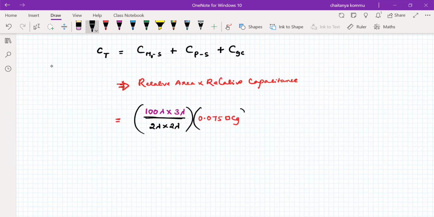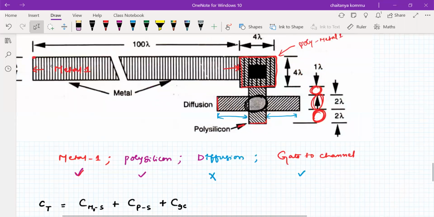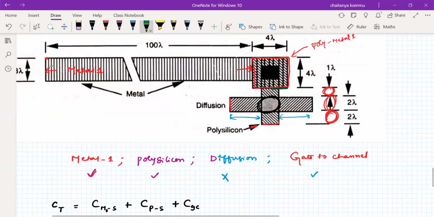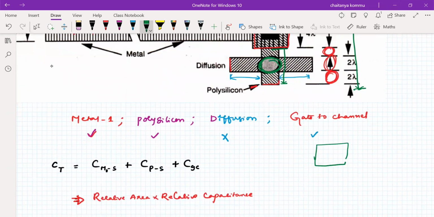Okay, fine. Plus, now, what is the relative area for this polysilicon? Polysilicon is available from here to here. Please remember carefully. So what I am doing here, I don't want to include the gate to channel area because I want to calculate the gate to channel related capacitance separately. Therefore, I don't want to include that one. So that means it is not a uniform structure. It is a square area and this is something like this, and I don't want to use the middle of this one.